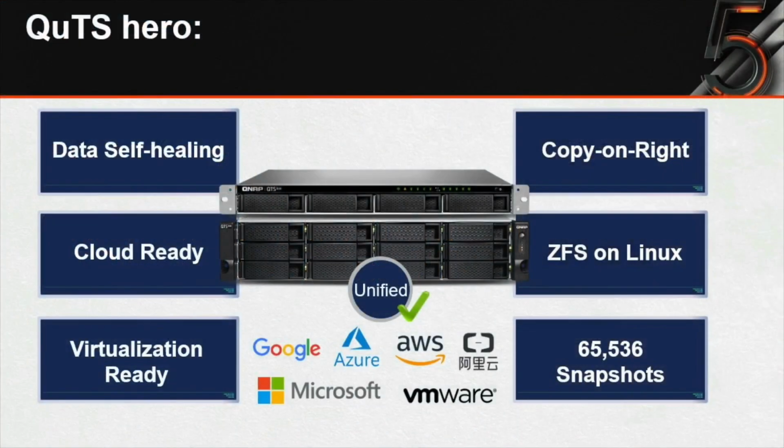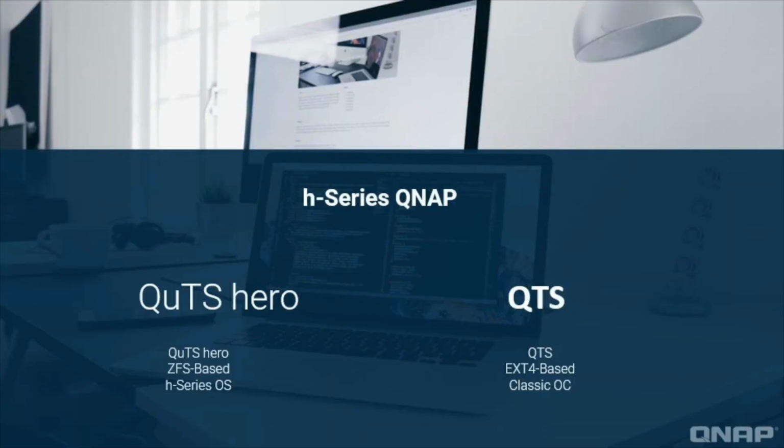QNAP's H-Series NAS comes equipped with the QuTS Hero operating system standard out of the box. While this is an excellent choice for many, with features like copy on write to prevent data corruption and self-healing for even greater data integrity, if you want to migrate your drives to an H-Series NAS, you will need to first switch the operating system to the ext4-based QTS.